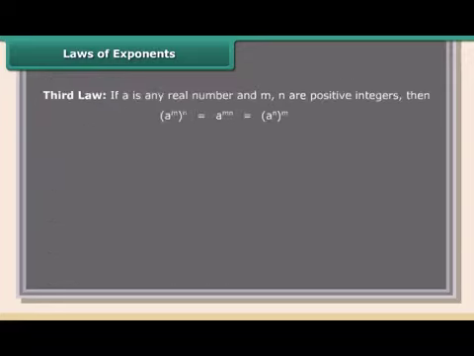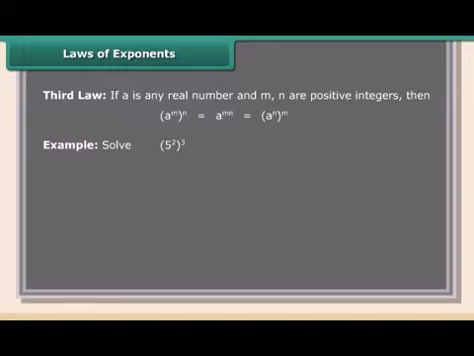Third law: if a is any real number and m, n are positive integers, then (a^m)^n is equal to a^(mn), which equals (a^n)^m.